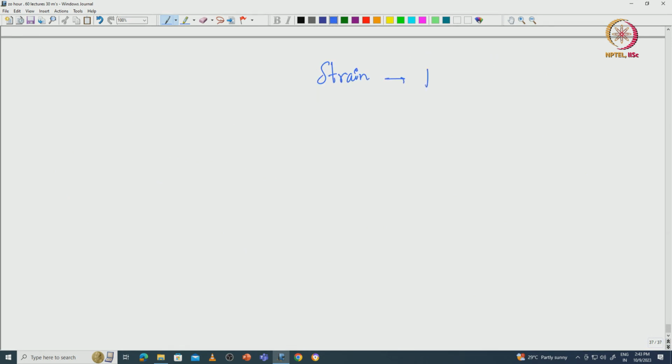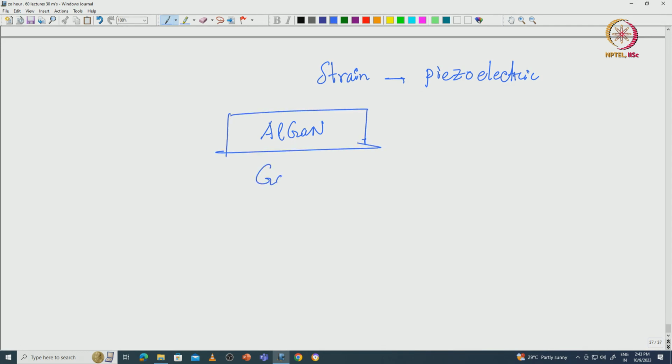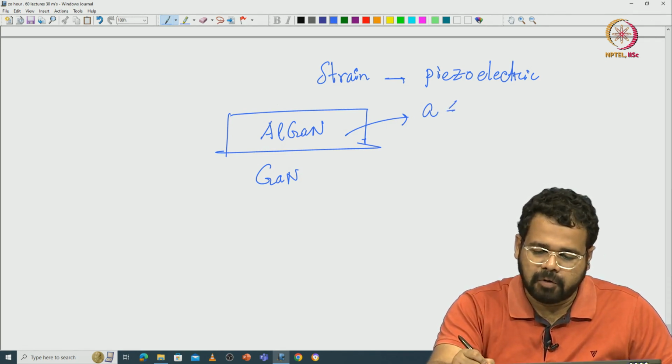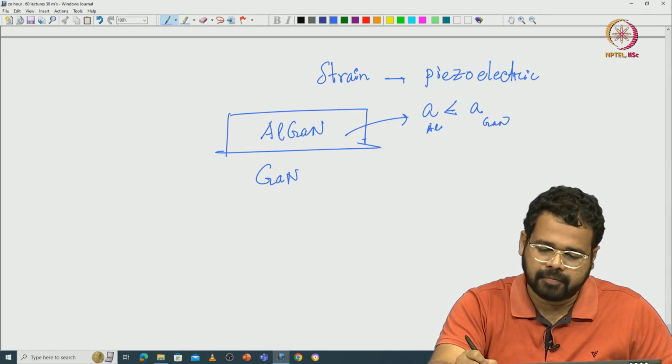Because of strain, these materials are piezoelectric, which means if you apply a mechanical strain then they can induce a charge or voltage and vice versa. So if you for instance have a layer of aluminum gallium nitride that you are depositing or growing on top of gallium nitride, then the lattice constant a of the aluminum gallium nitride layer is actually smaller than the lattice constant of the layer of gallium nitride.